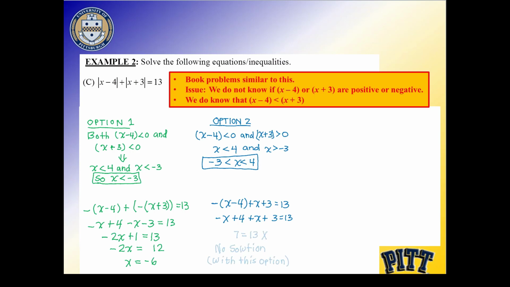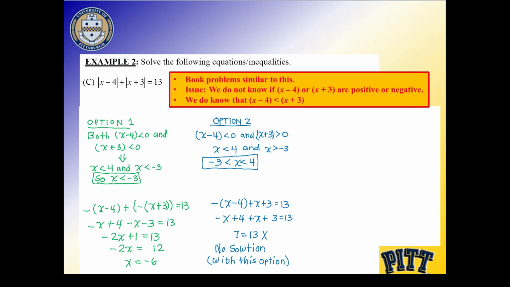I combine like terms. I get 7 equals 13, which means there's no solution to this because 7 doesn't equal 13. So this option really would not be able to happen and have a situation where I would have those two absolute values equal 13. So it's just not going to work.